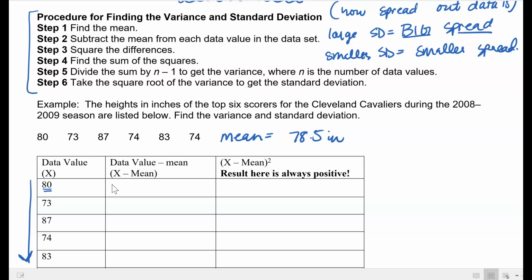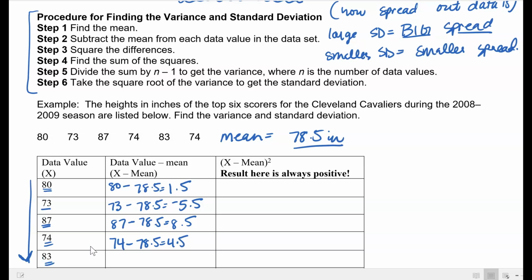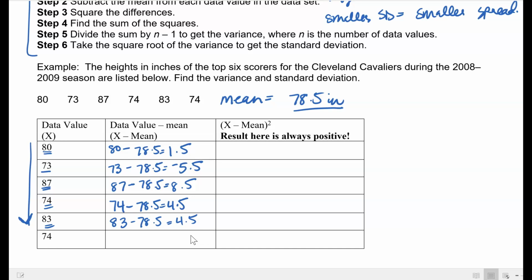So we're going to take the data value 80 minus the mean 78.5, and we get 1.5. Next, data value 73 minus 78.5, which is our mean, is negative 5.5. Data value minus the mean, and then we'll do one more here. And then we've got our last data value, so 74 minus 78.5 equals negative 4.5, okay?